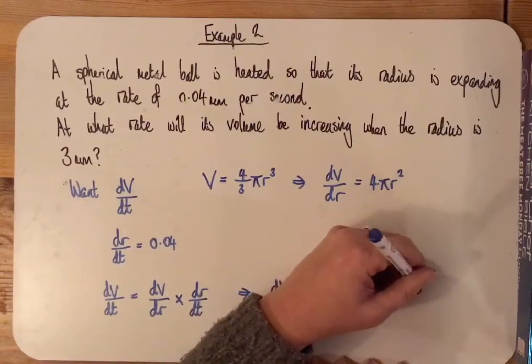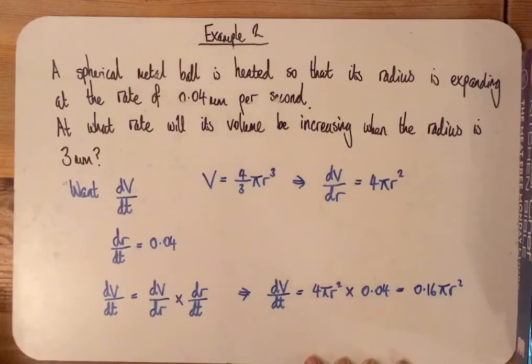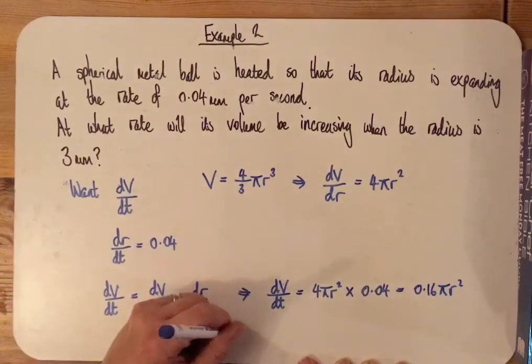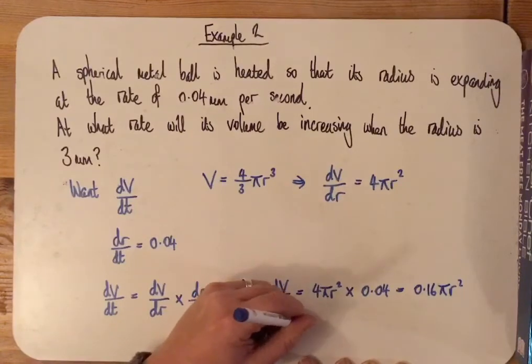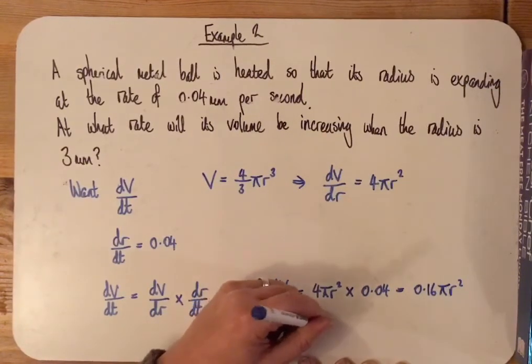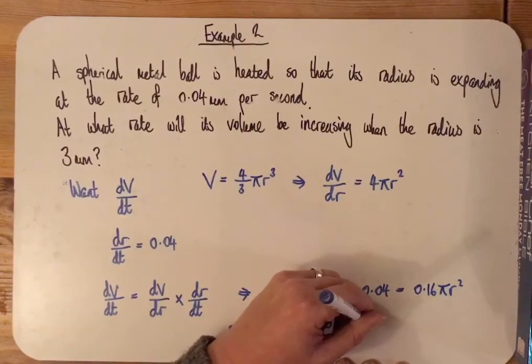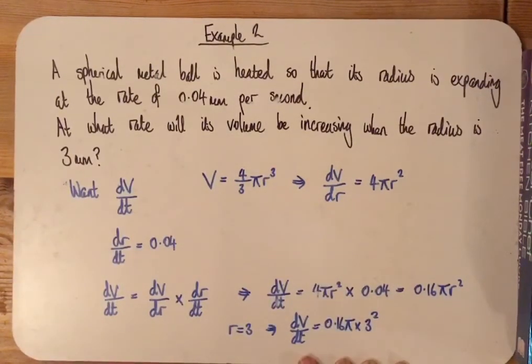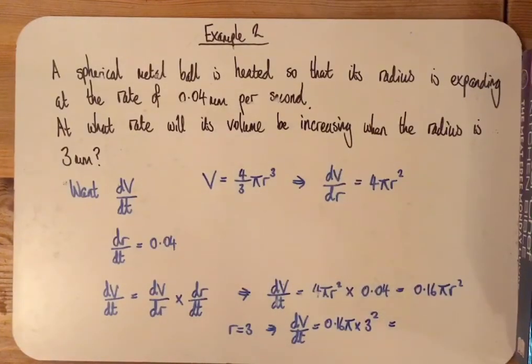So that's 0.16 pi r squared. And we want the rate of change in the volume when the radius is equal to 3. dv/dt is equal to 0.16 pi times 3 squared. Guilty confession, I don't have a calculator on me. So if you do 0.16 times 3 squared, you can leave that in exact form in terms of pi.